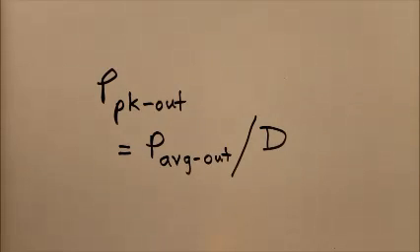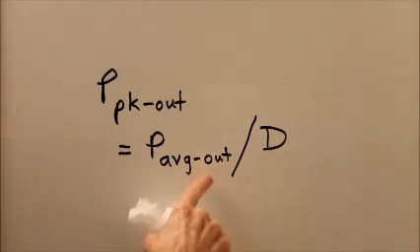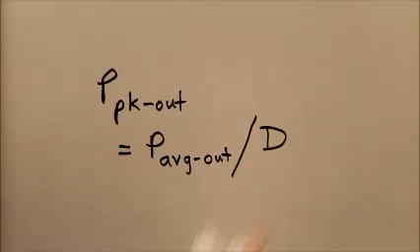Now the trick here is that this D is going to be a lot less than 1. So when we divide the average power by this quantity that's a lot less than 1, we're going to end up with a much larger number for the peak output power.